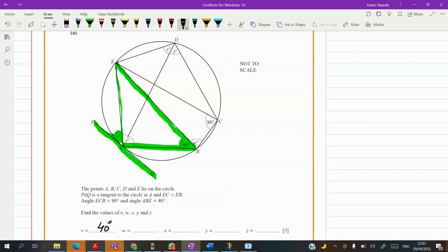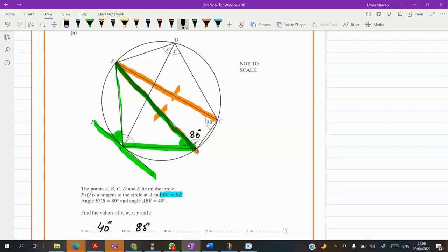Next, we want to find W. Boys, we can see, did he provide us any information about W? Did he say anything equal? Yes. He said EC is equal to EB. So it looks like an isosceles triangle. If the sides are the same, their opposite angles are also the same. So that has to be 80 degrees. Now, this is done.